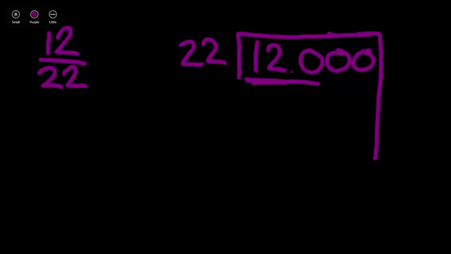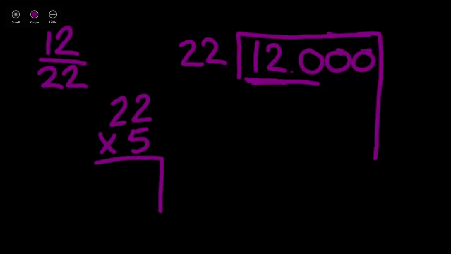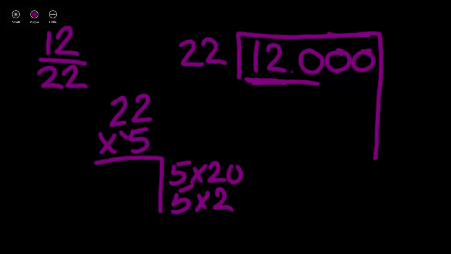So let's think about what we know. We know that 25 times 4 is 100. So let's see if 22 times 5 will get us close to 120 without going over. I can't do 22 times 5 mentally, so I'm going to write out my work here. 22 times 5. Our first problem will be 5 times 20, and our second problem will be 5 times 2. Let's start with 5 times 20. Well, our simple problem, 5 times 2 is 10, and we add our 0.